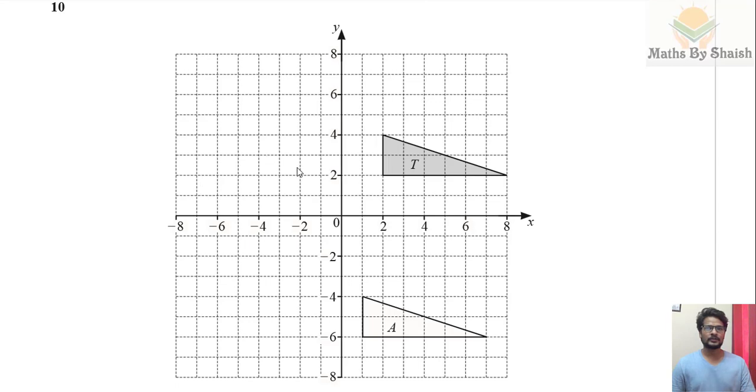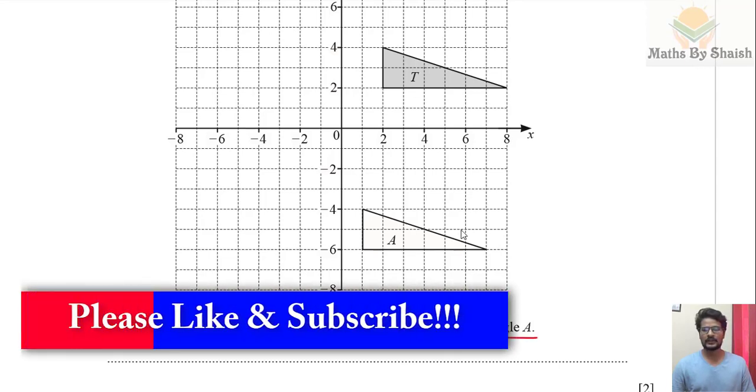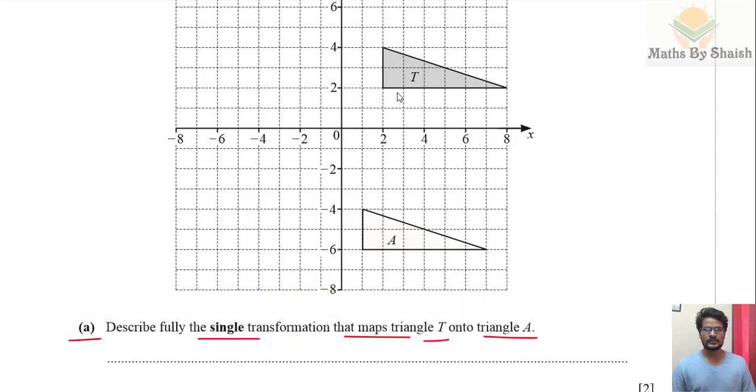Here's the 10th question. This is a transformation question. Now A part is describe fully single transformation that maps triangle T onto triangle A. So we can see this is the same orientation. So it is a translation, and translation requires 2 components, horizontal and vertical. And here we can see the horizontal is 1 unit towards the left. So it is going to be -1, and 1 2 3 4 5 6 7 8 units down, because we need to find the corresponding points.